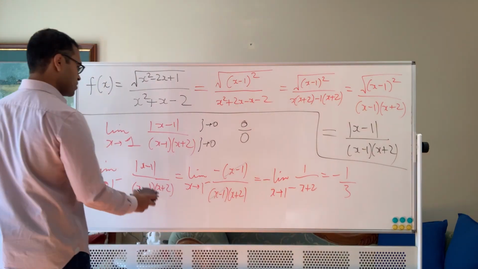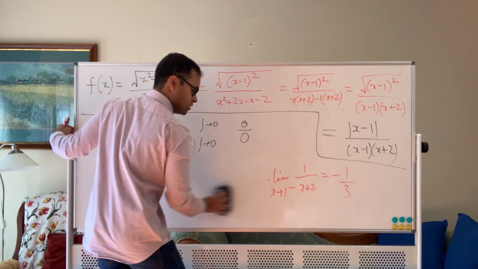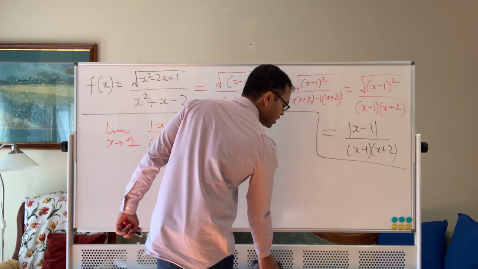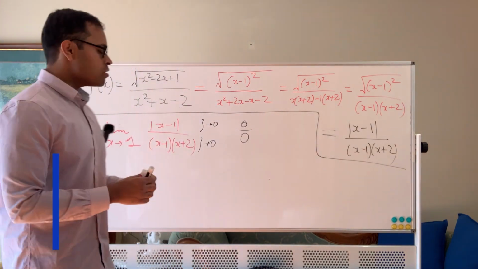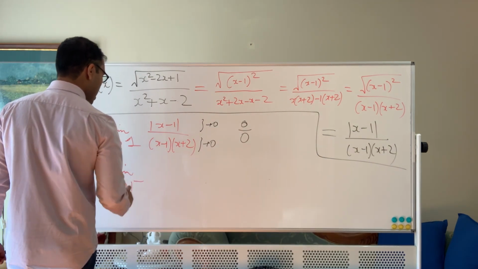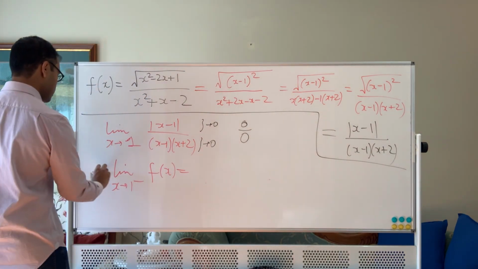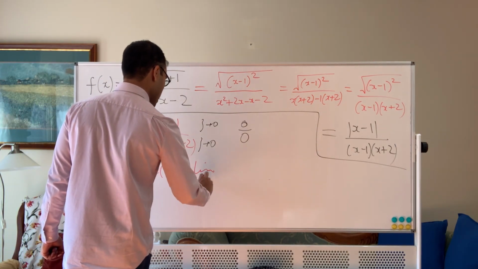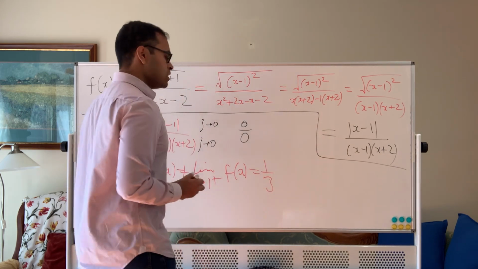Okay, so I'm just going to erase this off. The limit does not exist, but even though the limit does not exist, you can still say what the left-hand and right-hand limits are. This is what we call a jump discontinuity. A jump discontinuity is when the left-hand limit as x approaches 1 of f of x is equal to negative 1/3, which is not equal to the limit as x approaches 1 from the right of f of x, which we know is equal to positive 1/3. So this is a jump discontinuity.